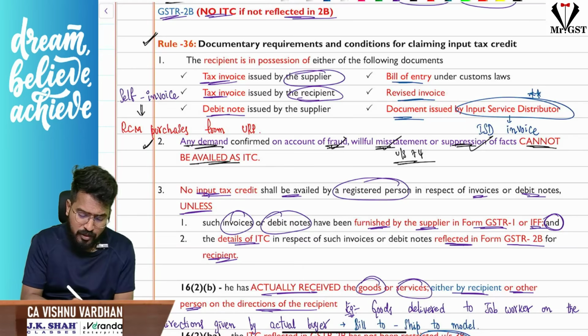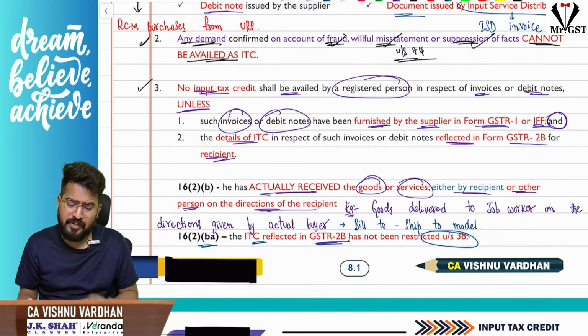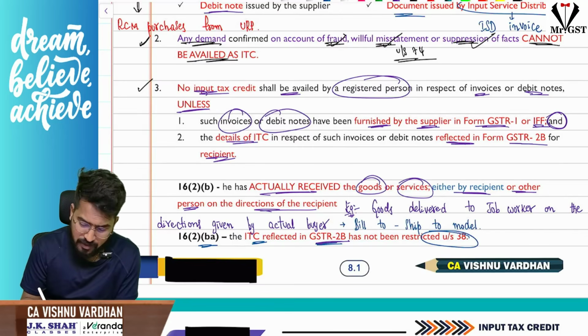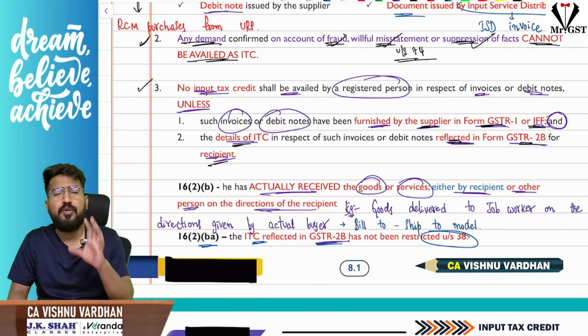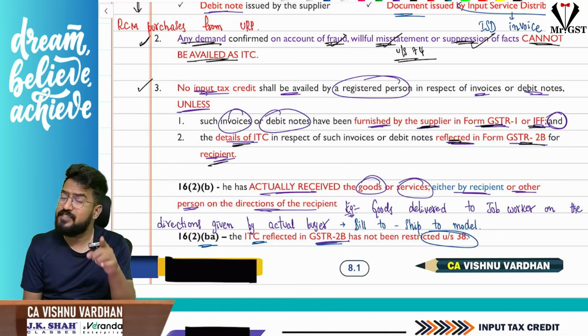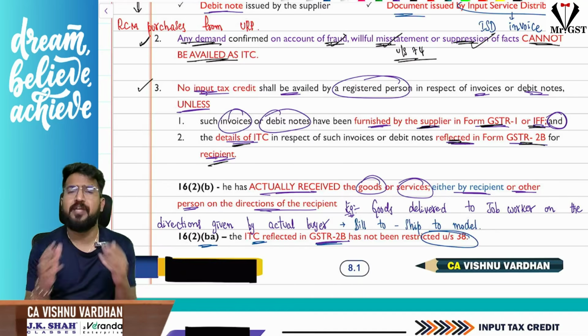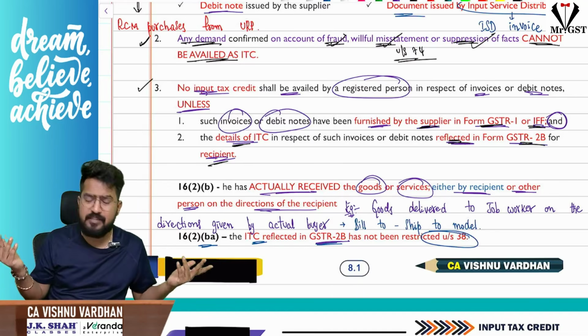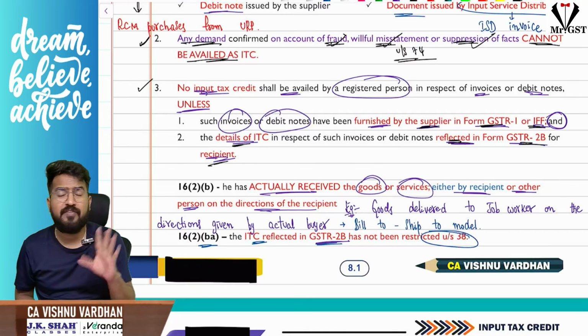Next, no ITC will be given to a registered person in respect of invoices or debit notes which have been furnished by the supplier in GSTR 1 or IFF, and the details are reflected in GSTR 2B for the recipient. That means, simple, what we are trying to tell here, sir: if you want ITC, your supplier should have filed his GSTR 1 and it should have been reflected in your GSTR 2B. Then only we will give you ITC. Otherwise, we are sorry, go and fight with your supplier.